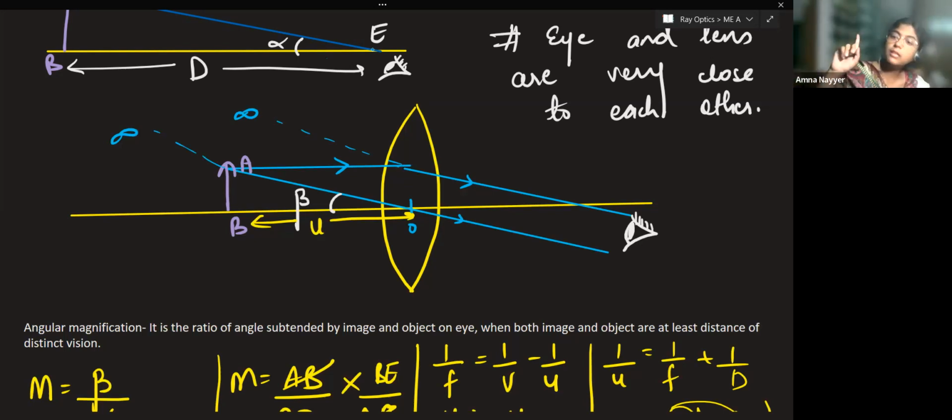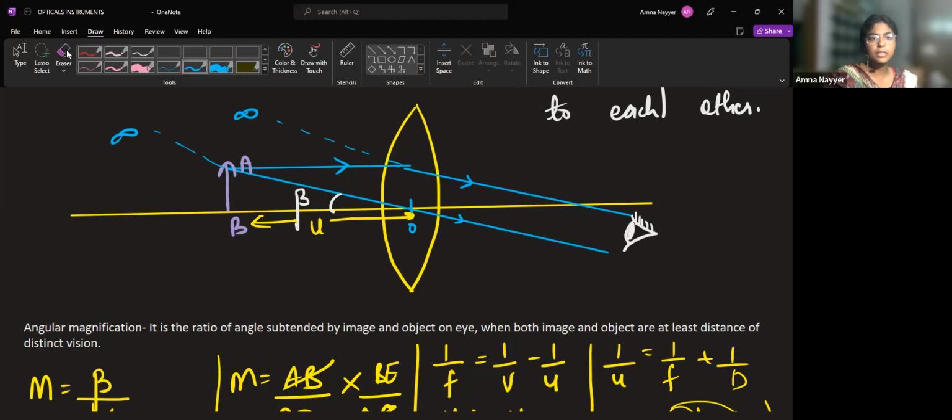Fine. So since the final image has been formed at infinity, now your least distance of distinct vision distance has changed. This is the object distance. Final image is formed at infinity. This is the change that will occur. Now certain things will change. What will be the change that will come here?